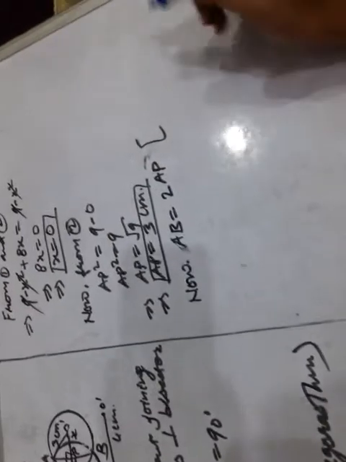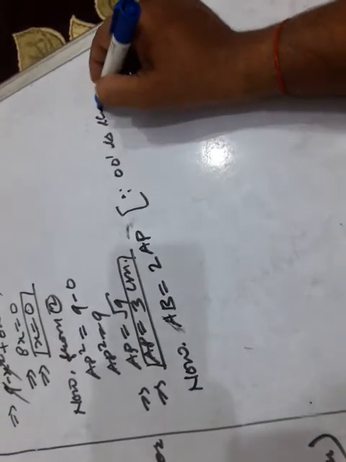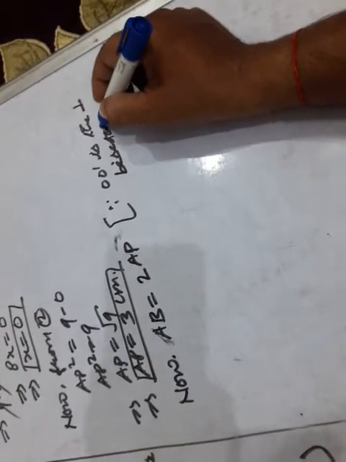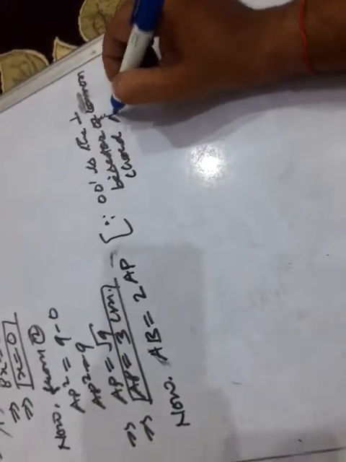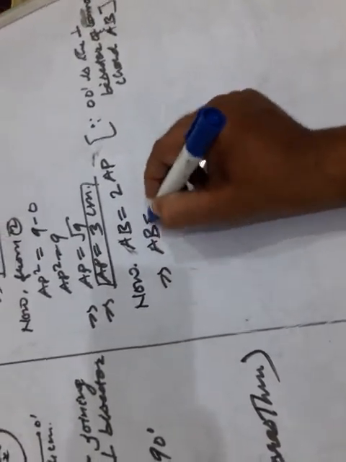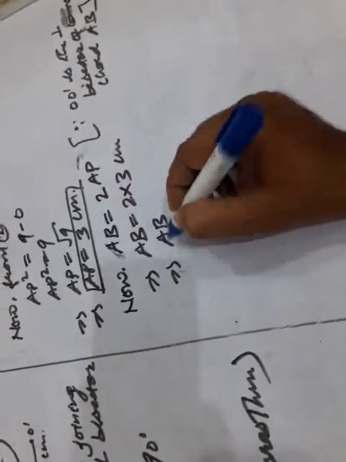Because see, here you can write down, since OO dash is the perpendicular bisector of common chord AB. Okay children, so AB equal to 2AP. This implies that AB equal to, putting the value, 2 into AP is 3 centimeter. Okay children, this implies that AB, that is common chord, equal to 2 times 3, which is 6 centimeter.